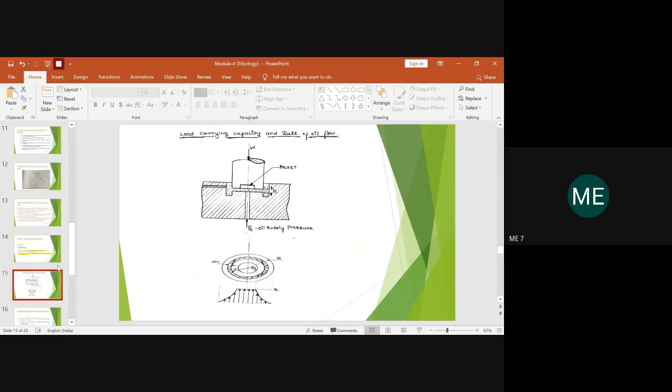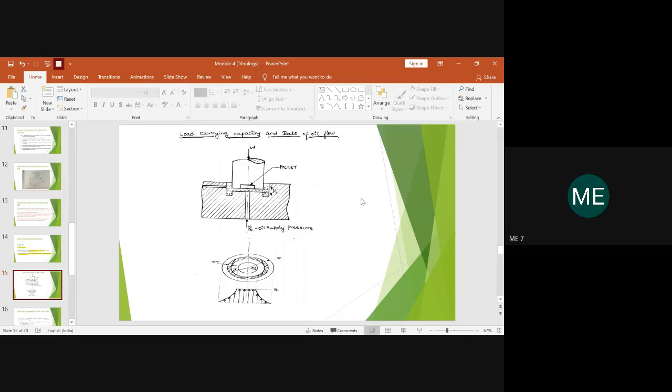After that, we have the load carrying capacity and rate of oil flow. Here we have a derivation that we have to do. In your syllabus for the hydrostatic bearing, there is a simple load carrying capacity equation derivation. Also, the rate of oil flow has to be determined. So this you will be studying.